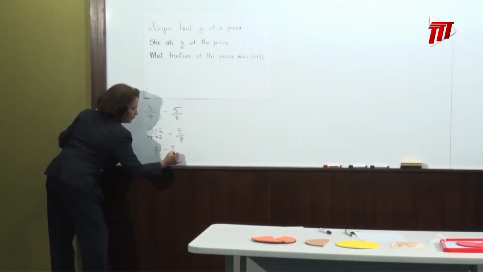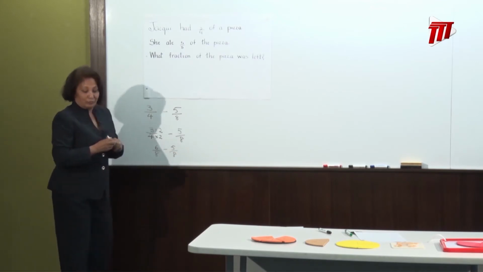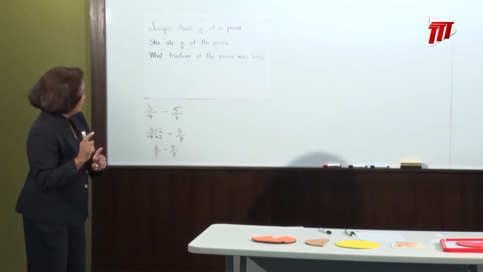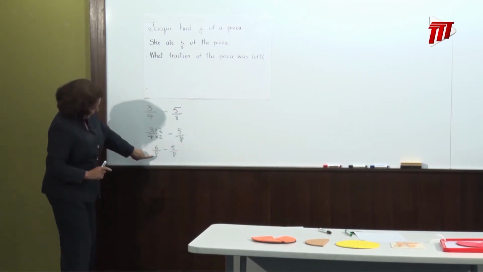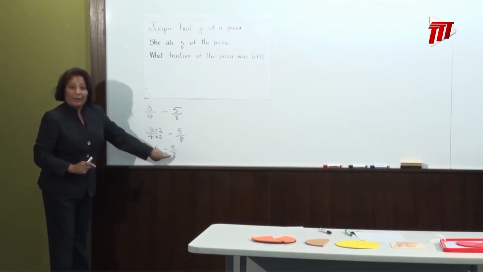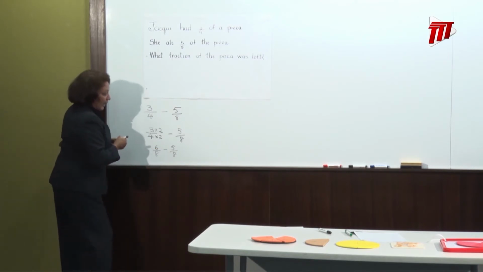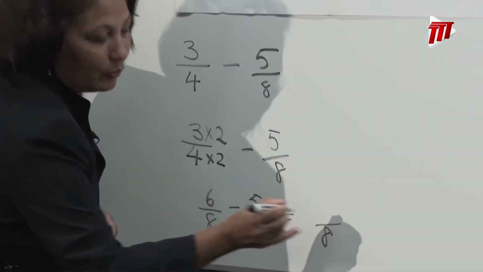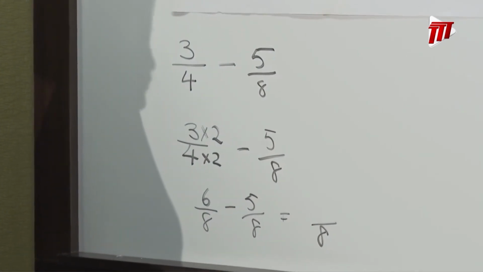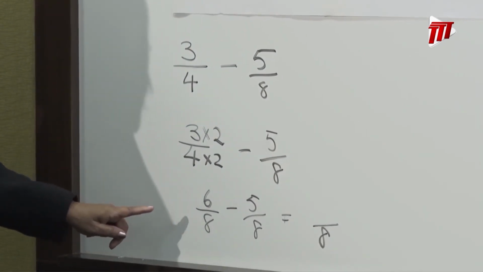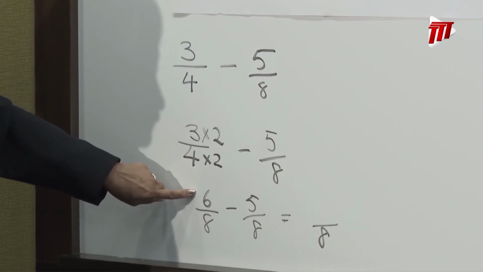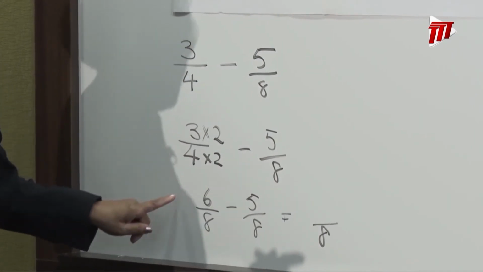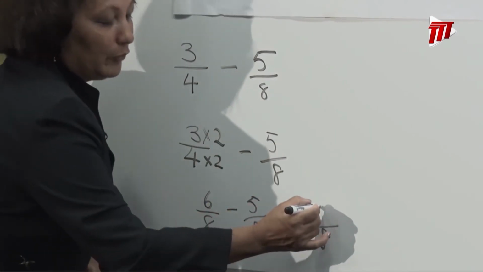minus 5/8. Remember, every time we have a subtraction, we check to see if the denominators are the same. The denominators are the same, so we're going to retain that denominator. So your answer would be some number of eighths. The number of eighths is the difference of your two numerators. So 6 minus 5 would give me 1/8.